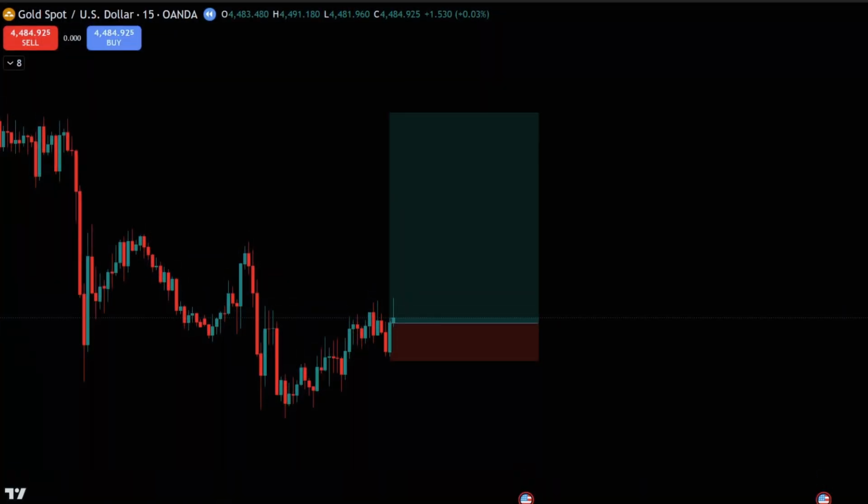Most traders get stopped out, not because their idea was wrong, but because their stop loss was. That is the difference between a beginner and a trader who understands market structure. I'm going to show you exactly how that looks using two real examples. Right now, we're looking at gold.